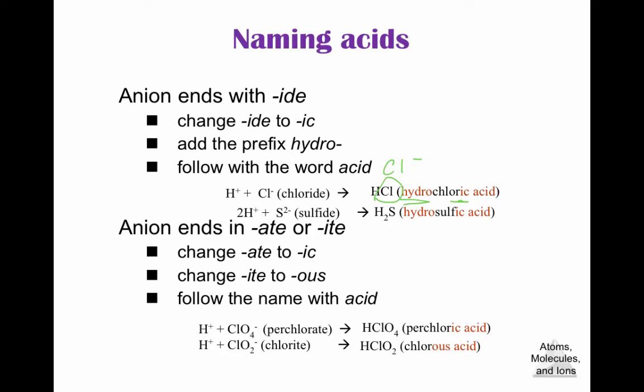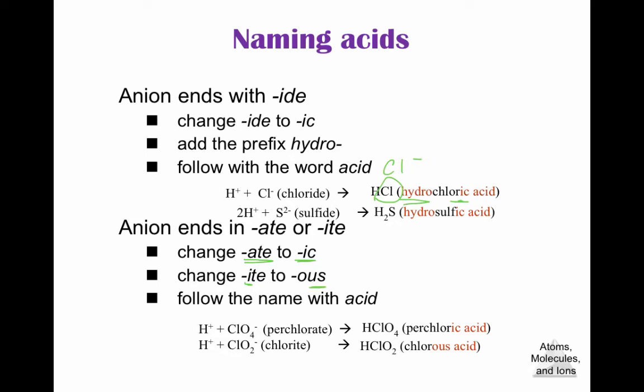If your anion ends in ate or ite, you change ate to ic. Remember, you ate something icky. Ate goes to ic, ite goes to ous. So if you remember I and us. So ate to ic, ite to ous. Follow the name with acid.